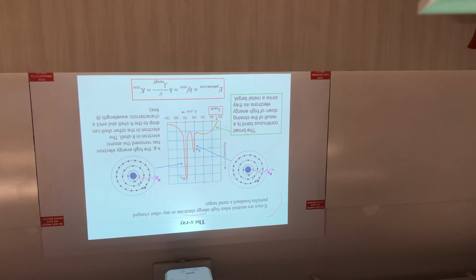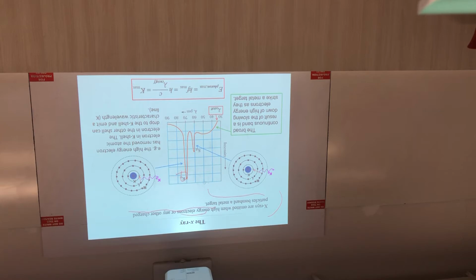X-rays are emitted when a high energy electron or any other charged particle goes wrong. Okay? That's our target. And in most of our content, we will consider these K lines. As the name suggests, K line is associated with the K shell. In other words, the principal quantum number is 1.